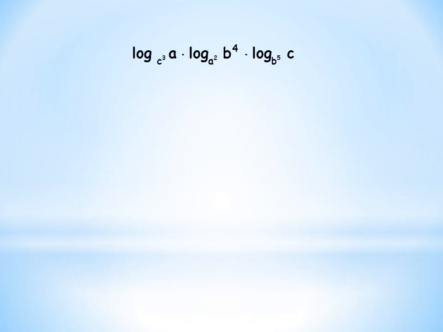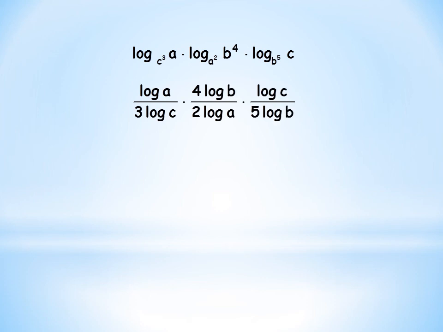Same thing will work with variables. I can write the log base c cubed of a as the log a over 3 log c. The second log here I can write as 4 log b divided by 2 log a. And the last one is log c divided by 5 log b. Cancel out any of the logs that can, so log a's cancel out, log b's cancel out, and log c's cancel out. And I'm left with 4 over 3 times 2 times 5, which can be reduced to 2/15. If you have any questions on this, please let me know.